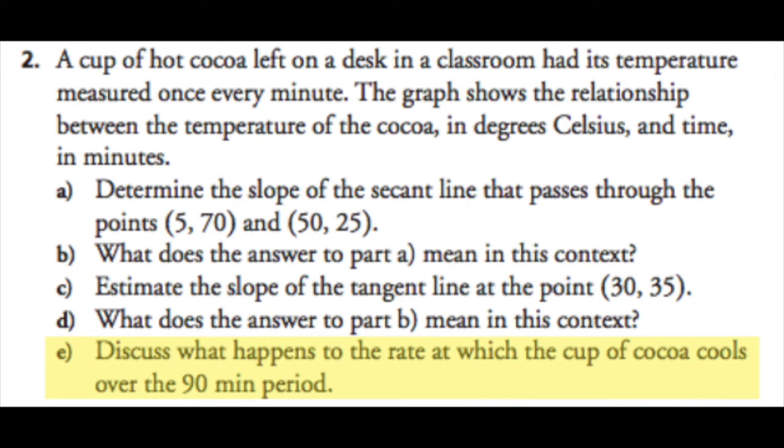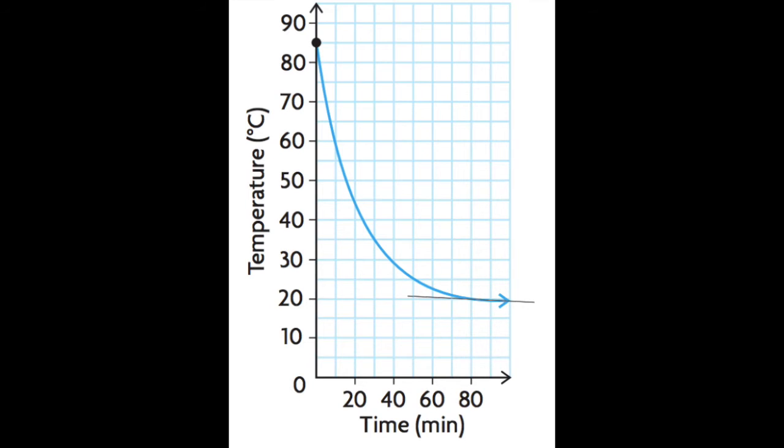Question E asks, discuss what happens to the rate at which the cup of cocoa cools over the 90-minute period. To better visualize this, I drew a tangent line at time equals 90. And as we can see, the line is pretty much horizontal, meaning the rate of change is very minimal and the temperature has reached close to room temperature. The temperature will continue to decline as time goes on until it reaches room temperature, and the temperature of the once hot cocoa becomes constant.